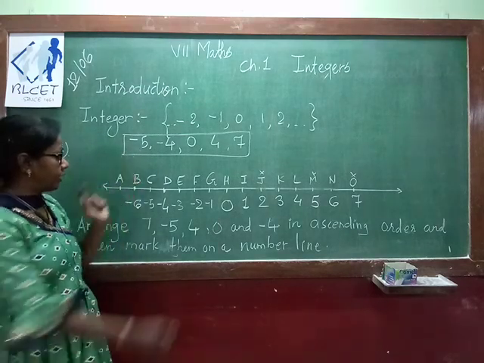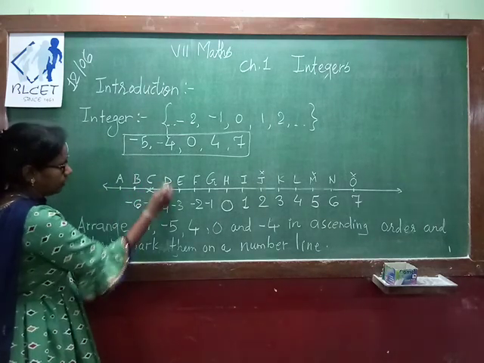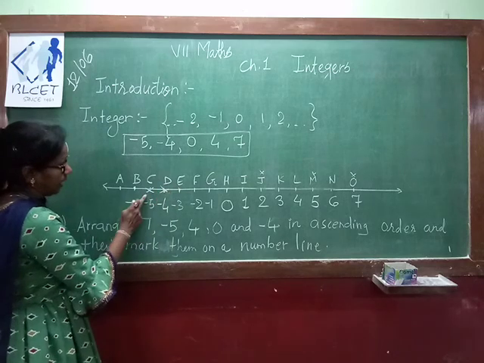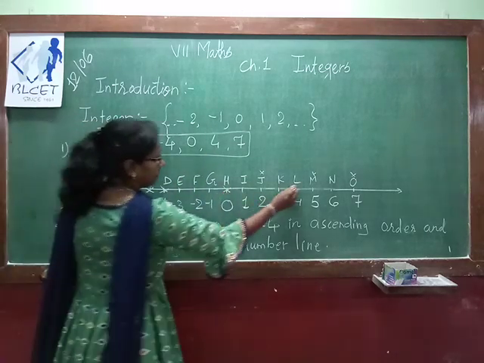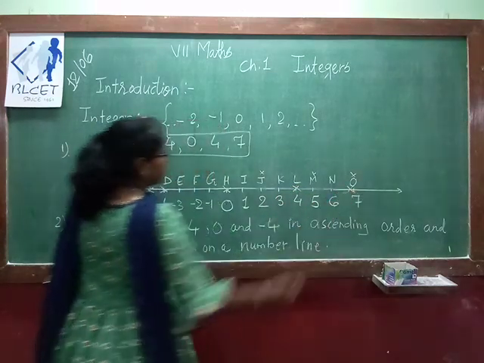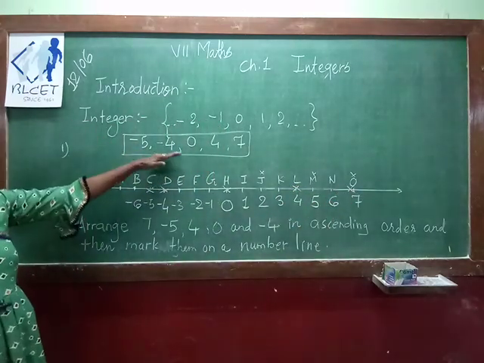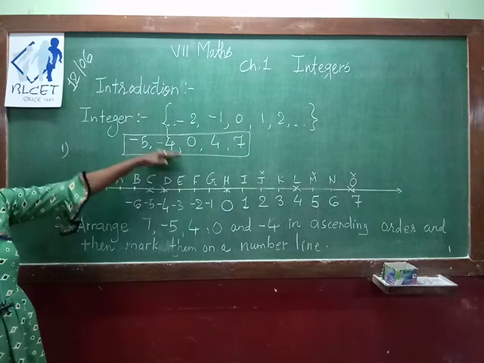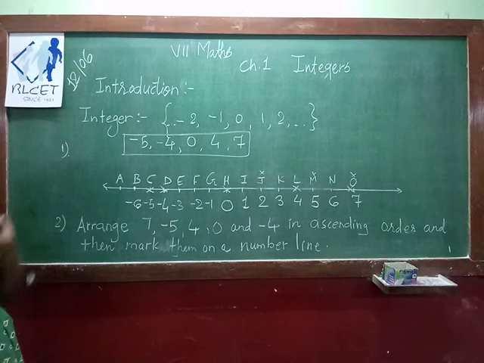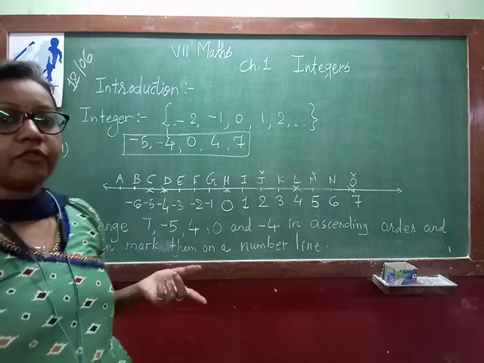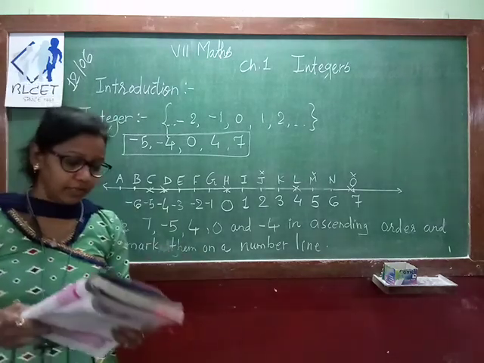So minus 5 is first, then what comes? Minus 4, then 0, then 4 and then 7. So what we can say, whatever answers we have written, it is the correct answer. The arrangement of these numbers in ascending order is correct. So this is your try these numbers. If you have any query in this, you can ask me.